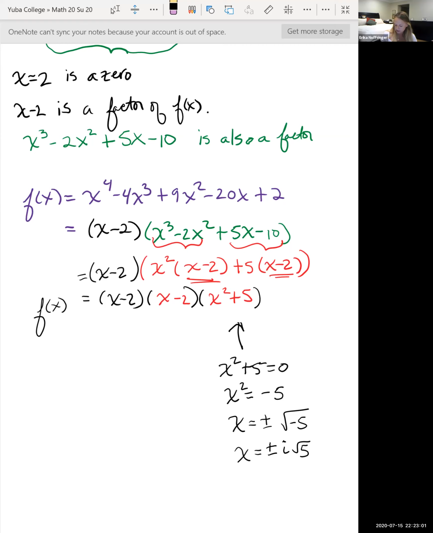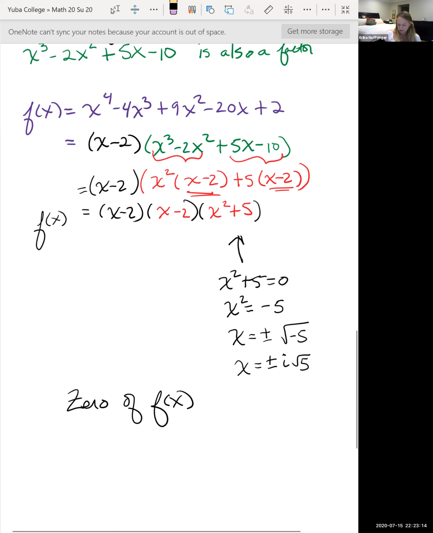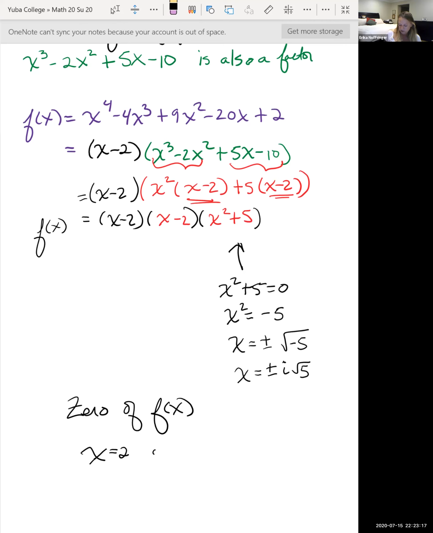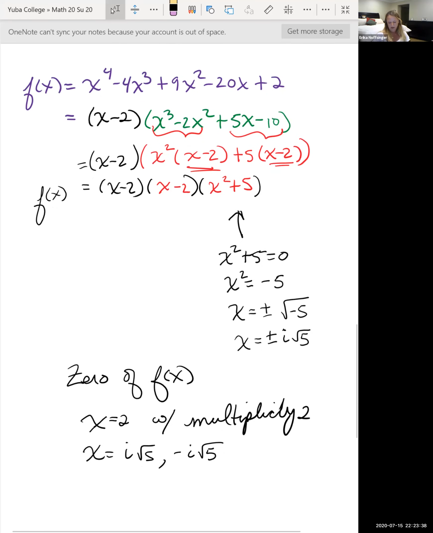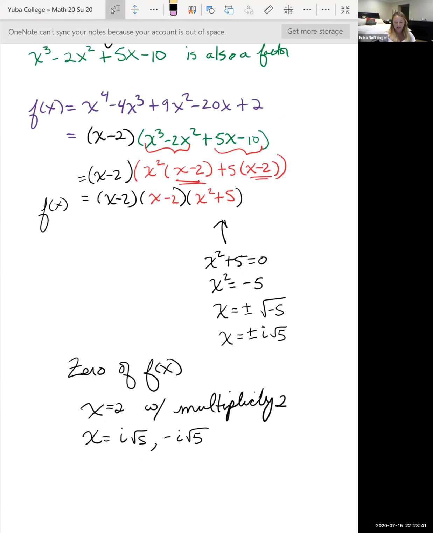If it wanted all the zeros though, even the complex zeros, so zeros of f of x, we have x equals 2 with multiplicity. So I might ask you about multiplicity. It's with multiplicity 2. And then x equals i root 5 and negative i root 5. So we found those zeros.